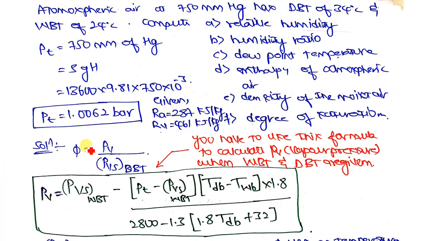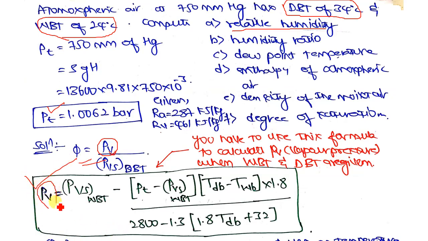The first thing asked is the relative humidity. Relative humidity is given by PV divided by PVS at WBT. Correct. You don't know the value of PV, but you know the value of PT. When in the problem he has given both the values of DBT and WBT, you need to use this particular formula to calculate the value of PV.